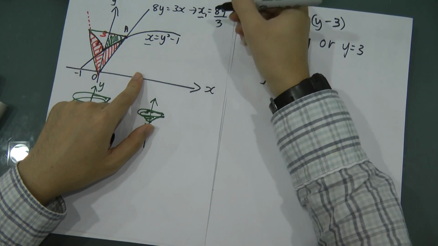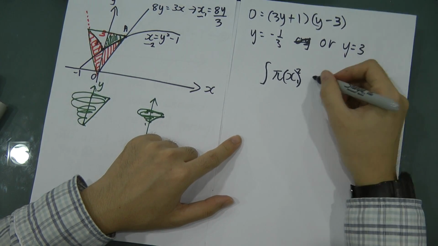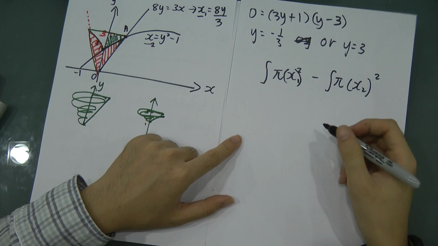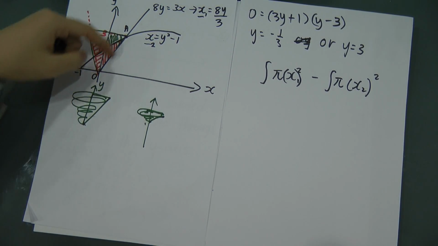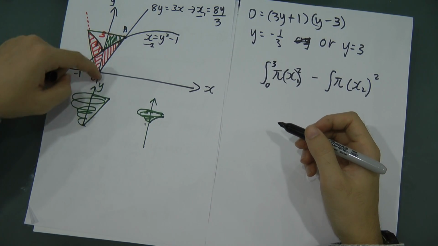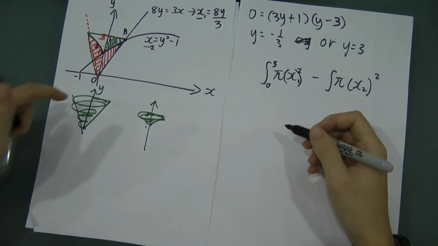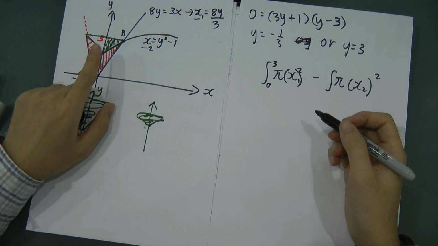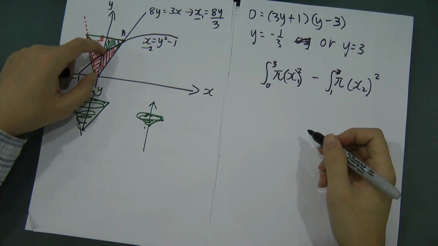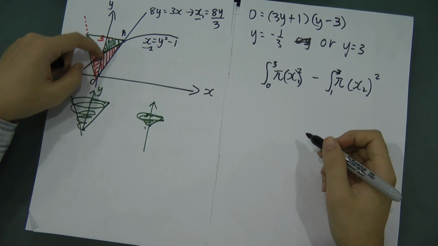So I will use pi x squared for the straight line. I call this one x1, x2. Pi x1 squared minus pi x2 squared. Why minus? Because if I integrate the straight line from 0 to 3, I will get this part rotated 360 degrees, a bigger cone-like shape. Then I minus the small one, which is from 1 to 3 for the curve, because the curve toward the y-axis is only the green color part. So I just minus, and I can get the shaded region.